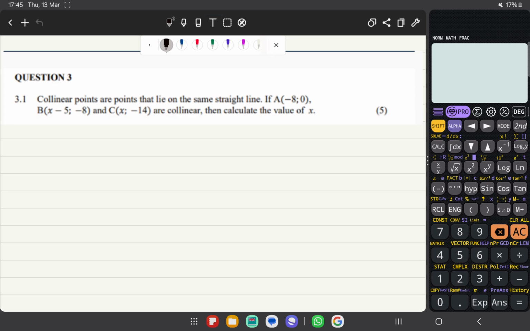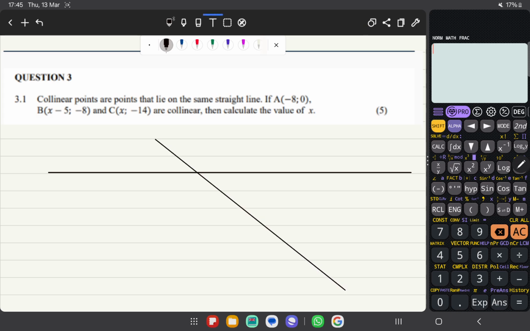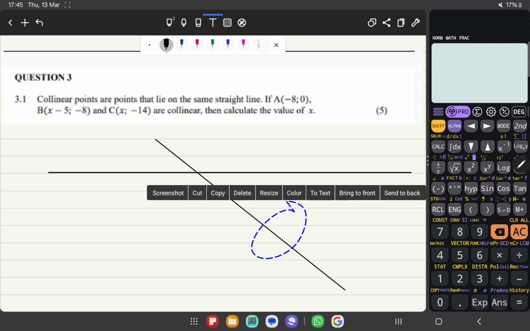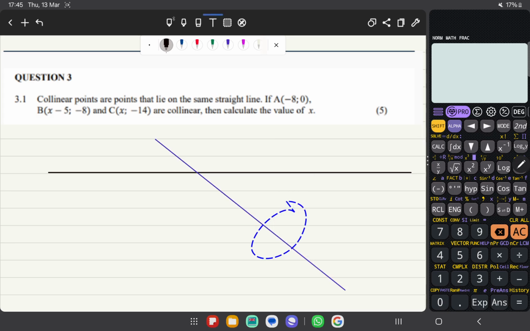So, question 3.1. It asks us to define collinear points. Collinear points are points that lie on the same straight line. So if I have a straight line, this is my straight line. Let me draw another straight line, maybe in a different color, this one. Okay, cool. And I have point A, I have point B.